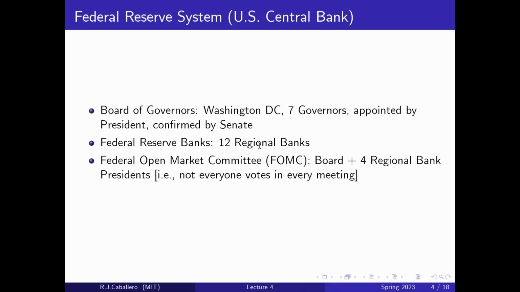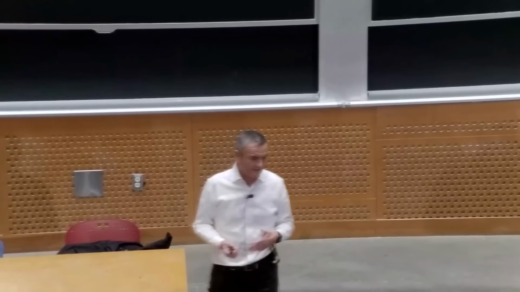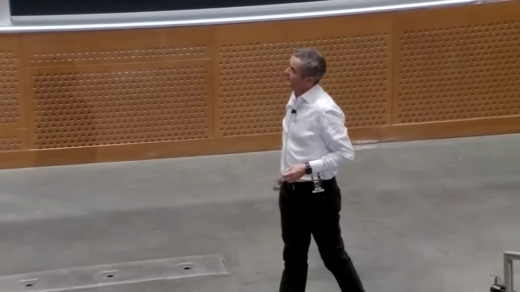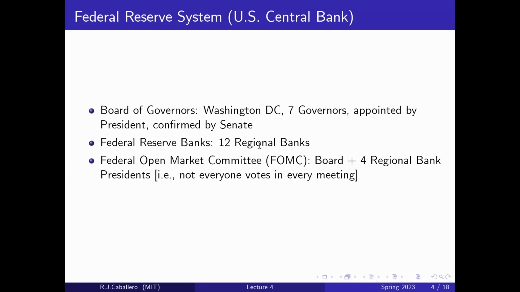Now, some institutional knowledge. In the US, the central bank is called the Federal Reserve System, and it's a system, really. It has the Board of Governors, which sits in Washington, D.C., and there are 7 governors. The governors are nominated by the president and then confirmed by the Senate. The president of that board, so the president of the Fed, will be one of those members. In addition to that, the U.S. has a Federal Reserve Bank system. There are 12 regional banks.